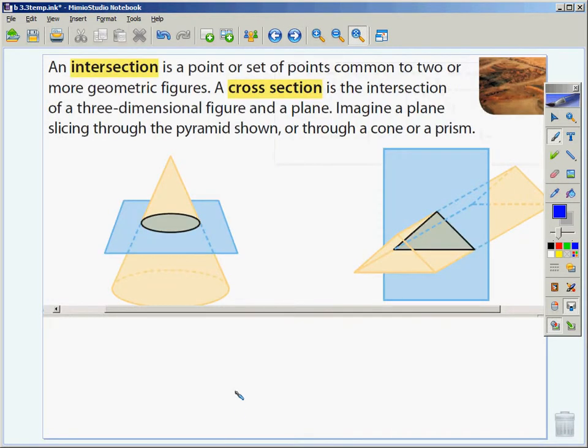So, if you'll take a look, an intersection is a point or a set of points common to two or more geometric figures. A cross section is an intersection of a three-dimensional figure and a plane. What you need to know is they're not talking about an airplane. A plane is a two-dimensional shape that is infinite in length and infinite in width, but actually has no thickness.